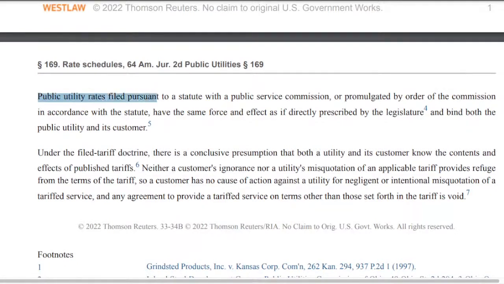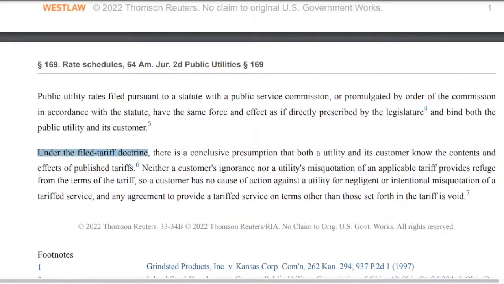Public utility rates filed pursuant to a statute with a public service commission or promulgated by order of the commission in accordance with the statute. So regardless of who was done, that statute is the primary decider here. Have the same force and effect as if directly prescribed by the legislature and bind both the public utility and its customer. So the statute, remember, we all agree to the statute, but it goes both ways.